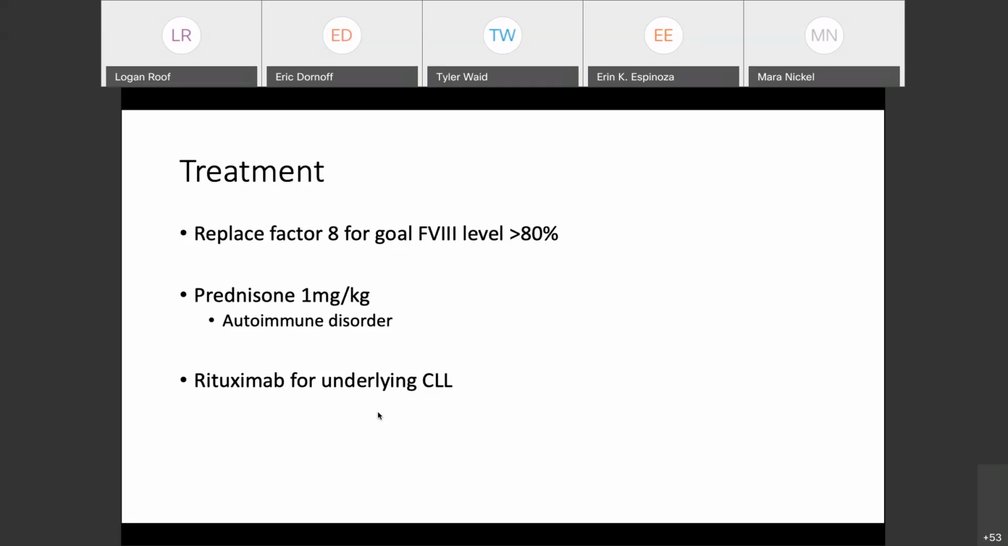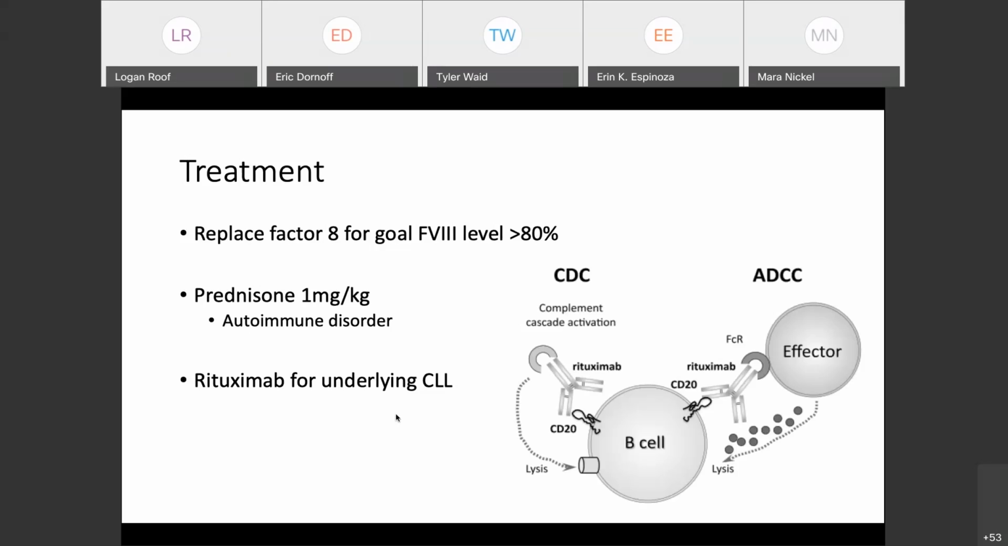If you're worried about an underlying autoimmune disorder, you can give prednisone 1 mg per kg. This guy, because he had underlying CLL, I think they gave him just a one-time dose of rituximab, which is a monoclonal antibody to CD20, which is a receptor on the B cells, and that kind of helped calm down the CLL.